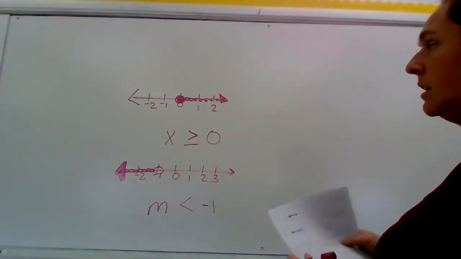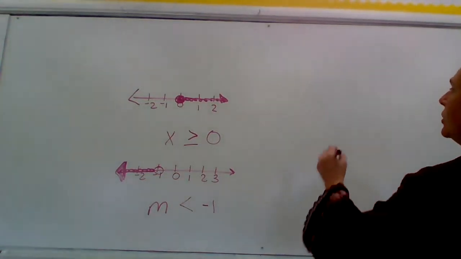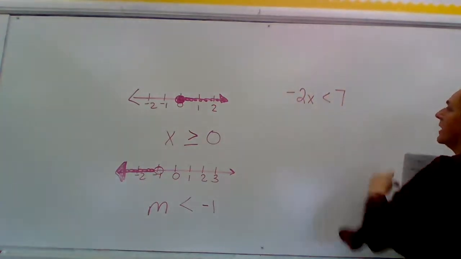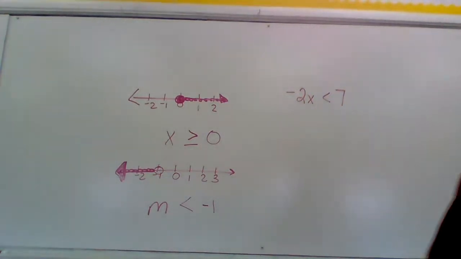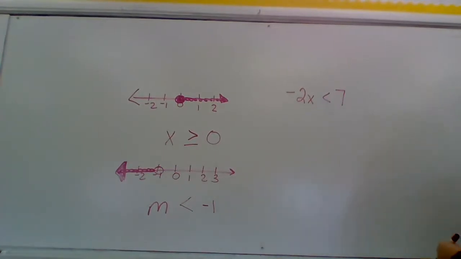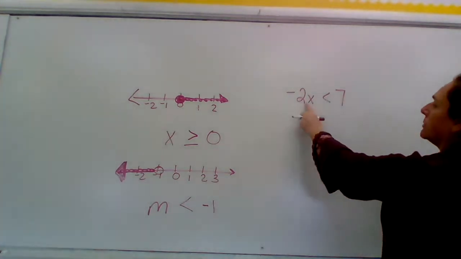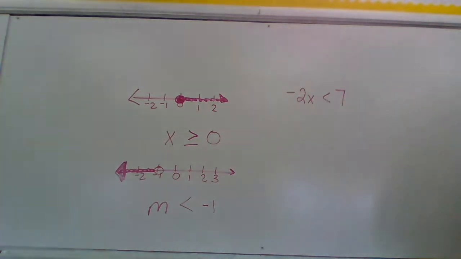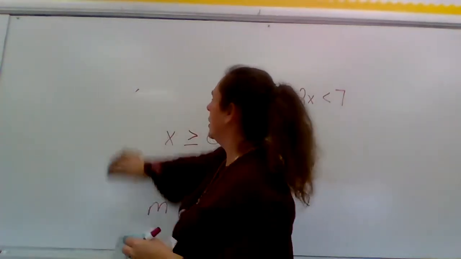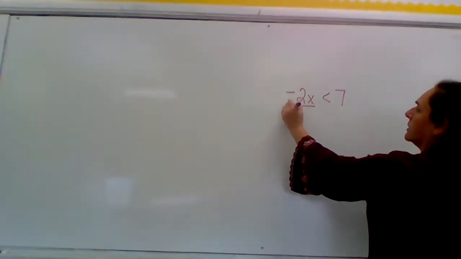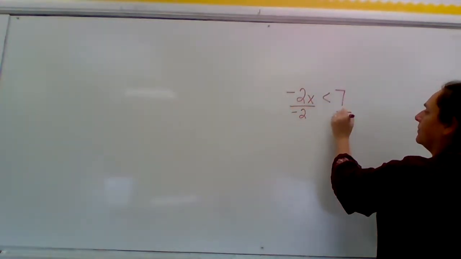Okay? Now, if we start to solve equations or inequalities, the first thing you want to do is find your variable, which we know is x. You want to look at it and see what's going on with x. In this case, we are multiplying by a -2. Well, the opposite of multiplying by a -2 would be dividing by a -2. So right here, I would divide by -2.